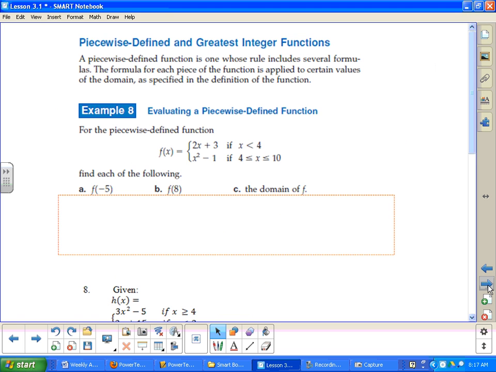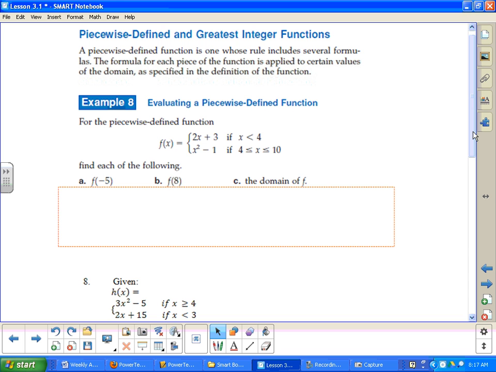We have 2 more. You were only supposed to do 1 through 6. So we're right. All right, piecewise functions.